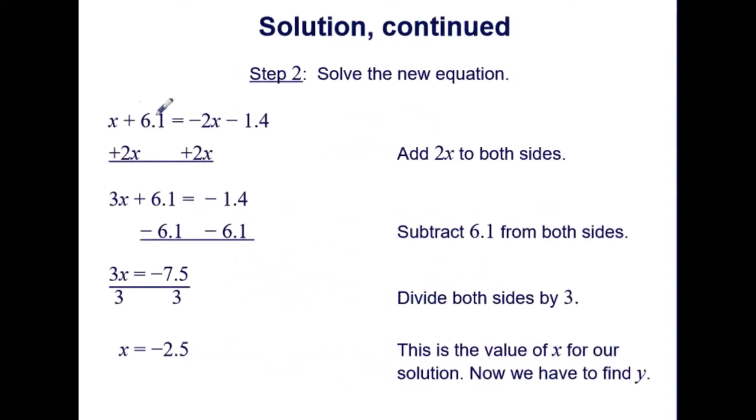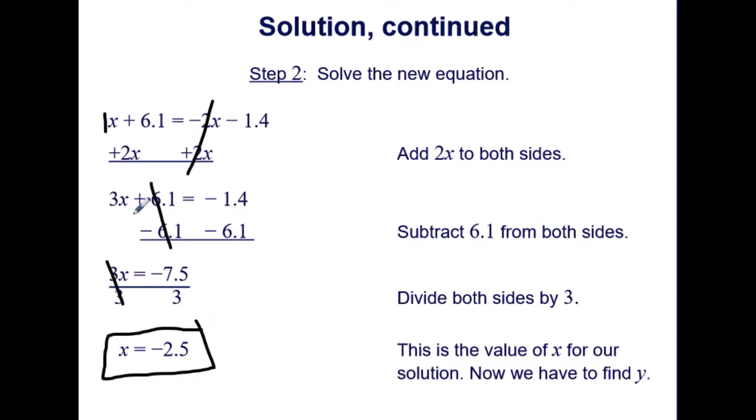We can now solve this new equation. We'll add 2x to both sides. 1x plus 2x is 3x, plus 6.1 equals -1.4. We'll then subtract 6.1 from both sides, creating 3x equals -7.5. We'll divide by 3 to get our first value, half of our answer, x equals -2.5. So this is the value of x for our solution.